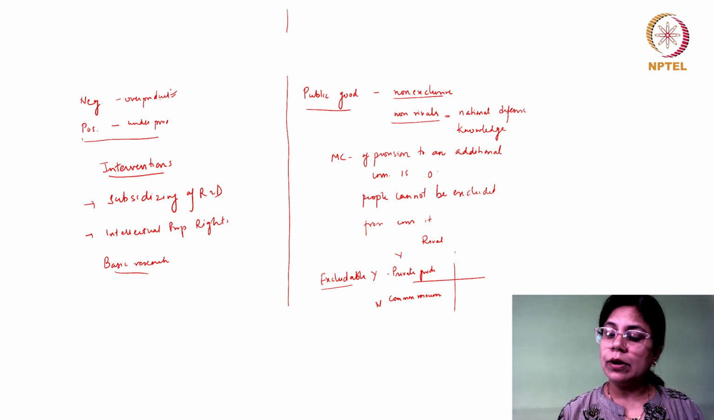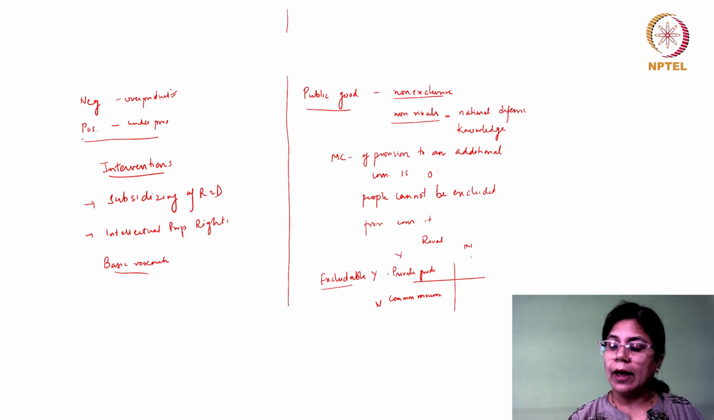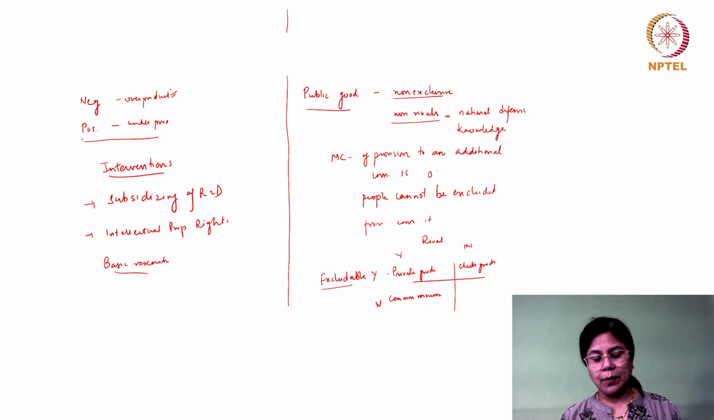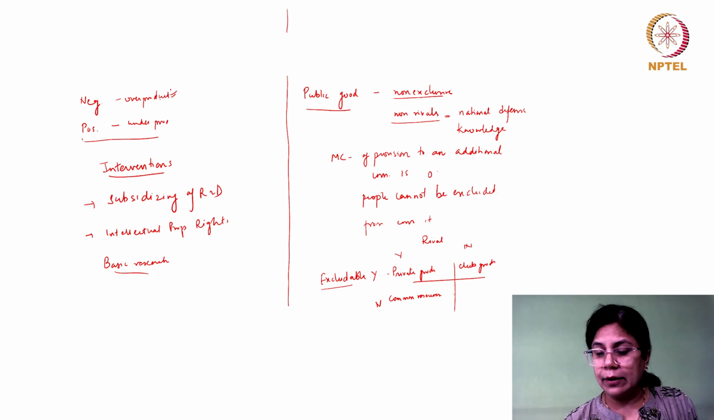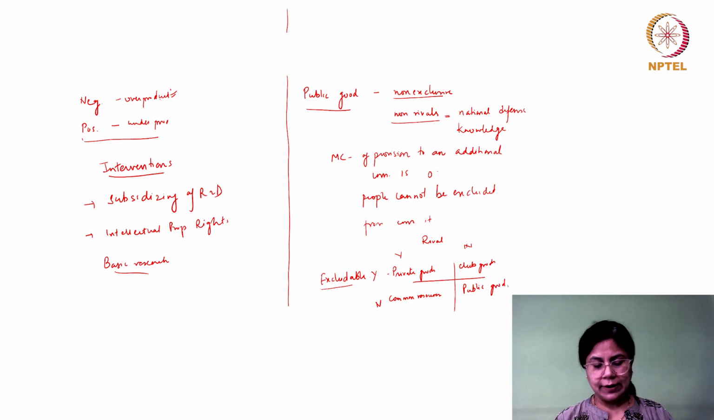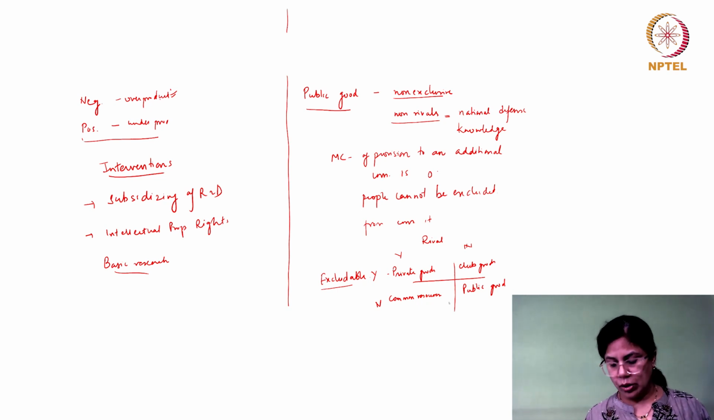On the other hand, if the good is not rivalrous in consumption but there is a possibility to exclude, then what you have is a case of the club good. The last one is where it is non-rival and non-excludable, then clearly you have a case of a public good, right? Like we gave an example of national defense, and to a larger extent that of basic research also.